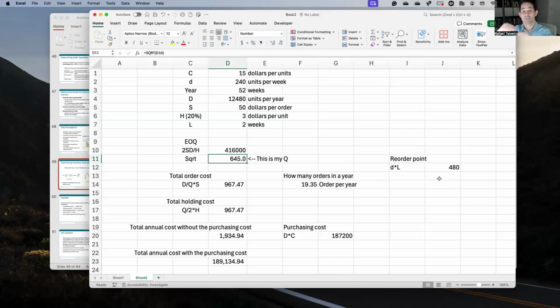And then when the shipment comes, you stock up again to 645, and then you keep counting. When we reach 480, you place an order. So the policy is telling us the amount to order and when to order. Okay, that's it.